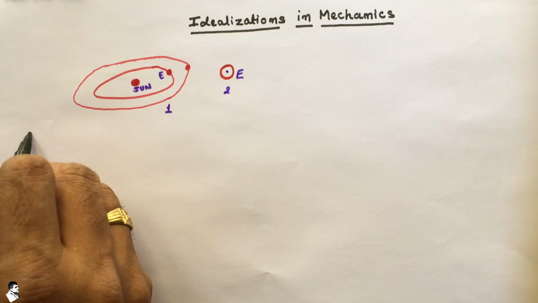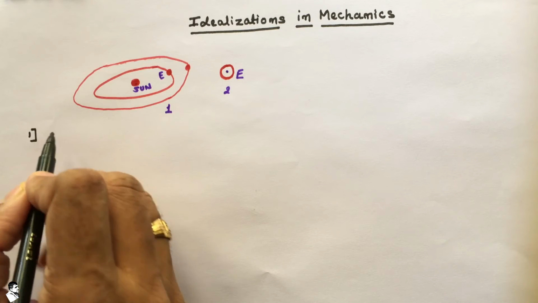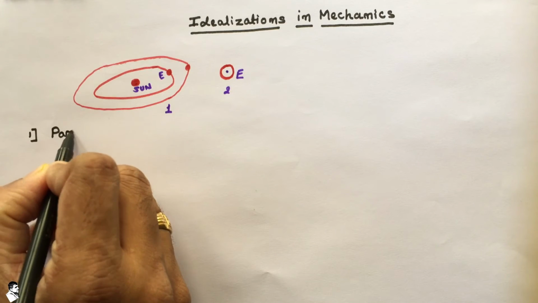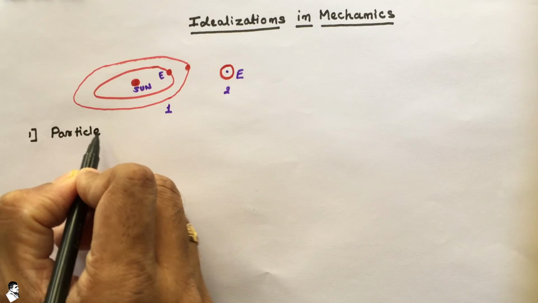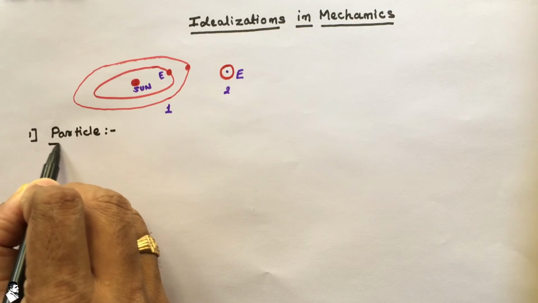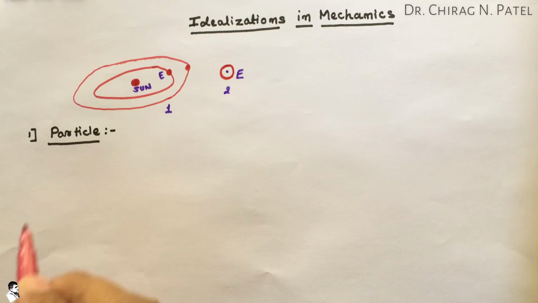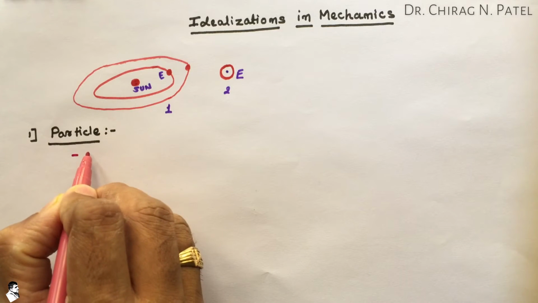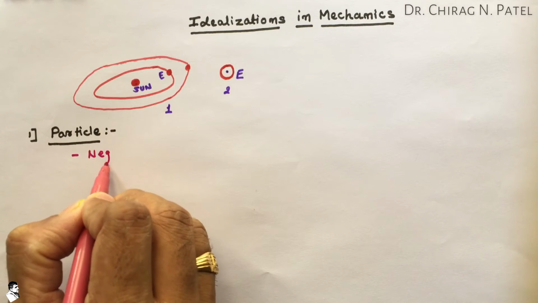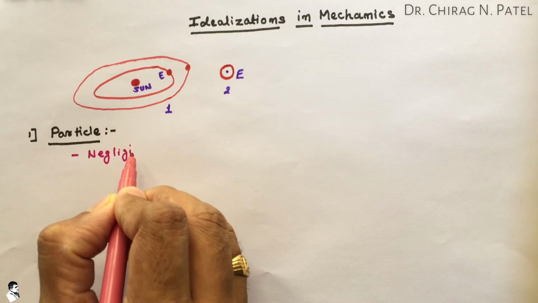So the first one we take is the particle. This is an idealization. Generally we define a body as a particle. It is an idealized body which may have a negligible mass. Whatever body we take, we consider it as a particle, but it has very negligible mass.